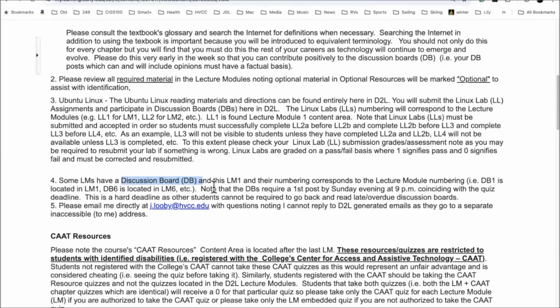The next discussion board, I think, is discussion board 6. So DB6 is in lecture module 6. Following that, there'll be a discussion board 9, in lecture module 9. So again, not every lecture module will have a discussion board. And the discussion boards will have instructions with them. We'll talk more about that.